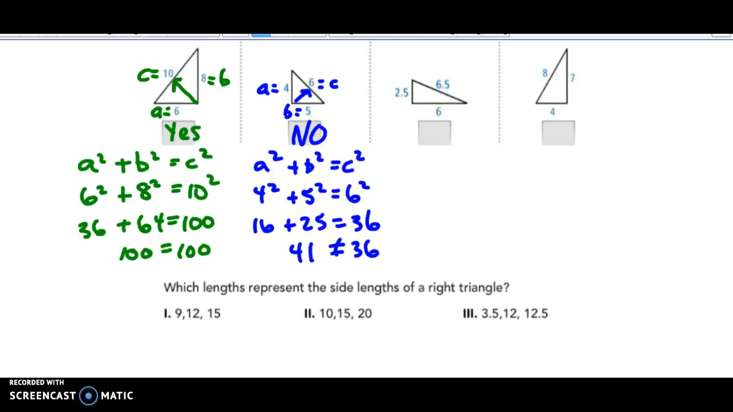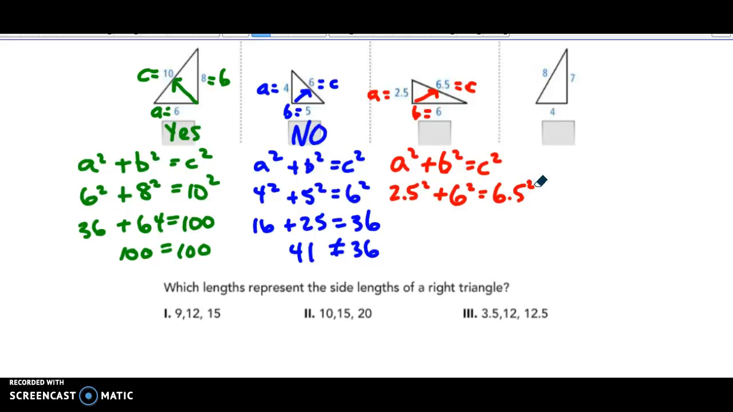Let's try another example. All right, this would be the angle that we are guessing could be a right angle. So that makes this my hypotenuse, or my C value, because it's across from my potential right angle. My shortest side here is A, and my medium length side is B. So let's use our formula, A squared plus B squared equals C squared. Now let's substitute. So I'm going to put 2.5 in for A, 6 in for B, and 6.5 in for C.